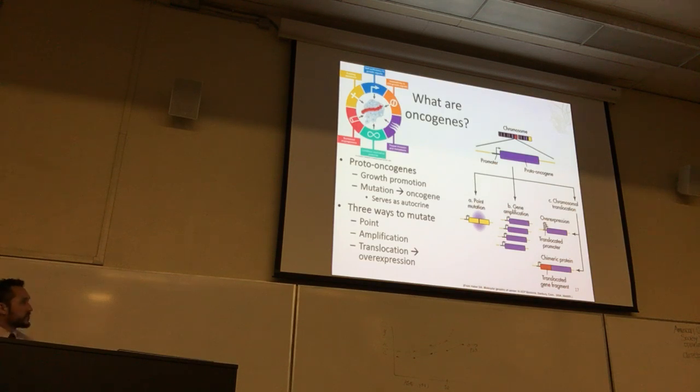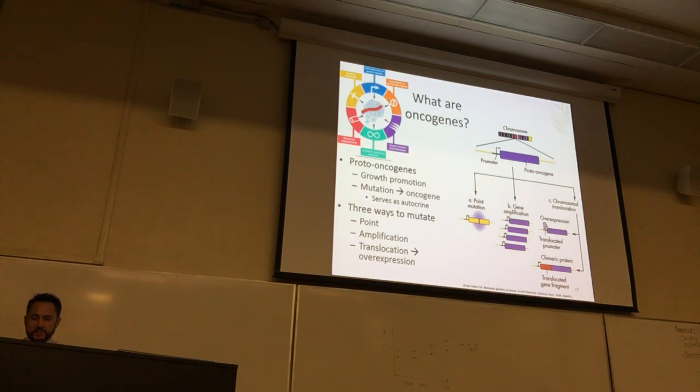There are three main ways that these oncogenes can mutate. One is a point mutation. In a point mutation, you get a single base substitution that replaces a single nucleotide. What's showing right here is this little purple stripe, and another nucleotide goes into that. It causes growth promotion to take place where it wasn't before. Just a single point mutation can do that.